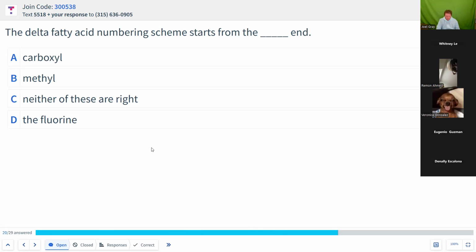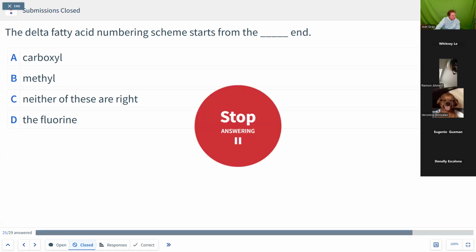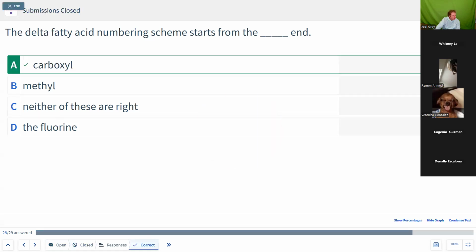Let's check out our answers on that. Stop. Done. Okay. Correct. Great. Carboxyl. So about three-quarters of us got this right. I'm happy that nobody selected fluorine, and that nobody selected neither of these are right. For those of you who selected the methyl end, I think you just got mixed up and maybe anticipated omega. The omega scheme is what starts at our methyl end.